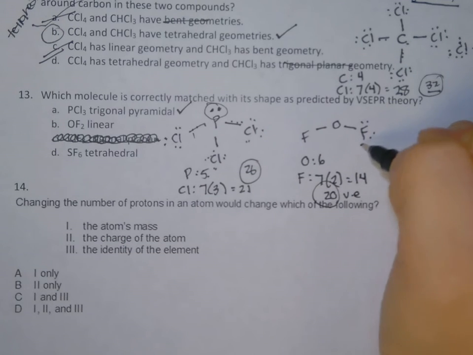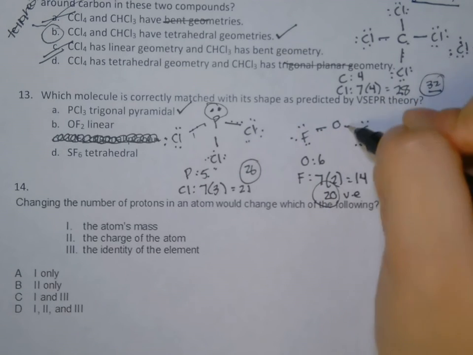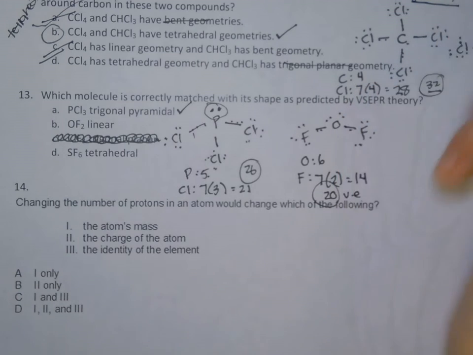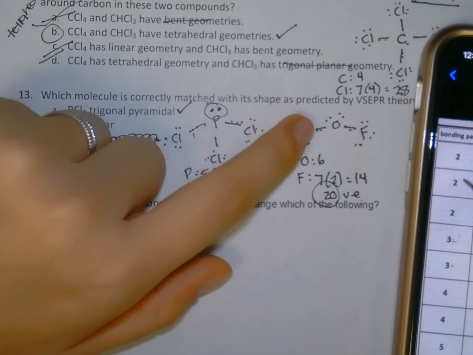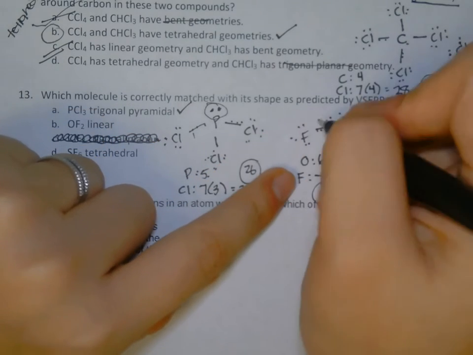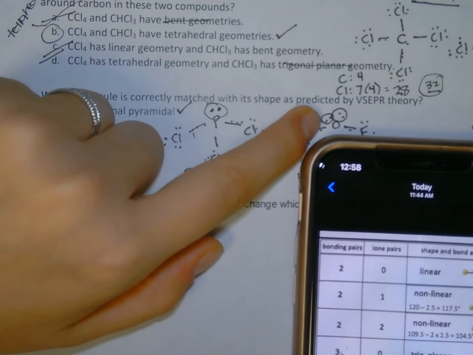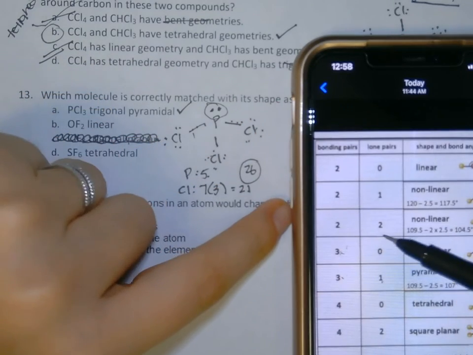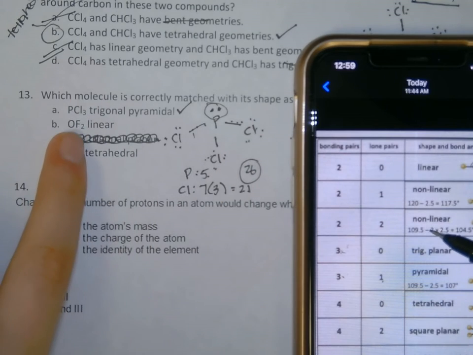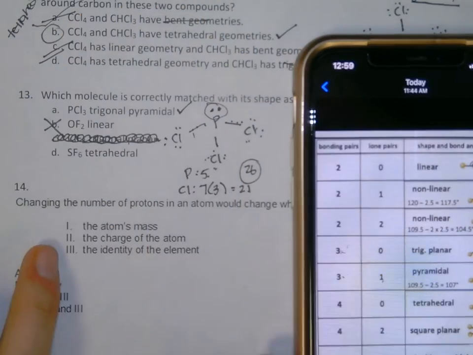1, 2, 3, 4, 5, 6, 7, 8, ... 19, 20. All of my atoms are happy with 8 valence electrons. And now I can go to my chart and see that I have 2 bonded pairs and 2 lone pairs. So 2 and 2 is a non-linear, but this one is saying that it is linear, but I know it is a non-linear, so this one is wrong.